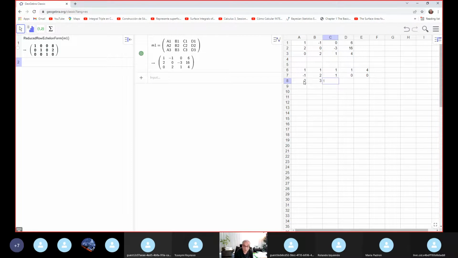1. Press tab, and you change the column. 2, 3, 1, -1, and 6.